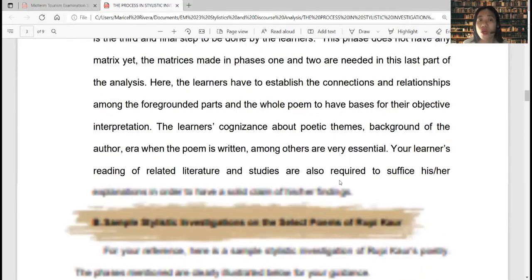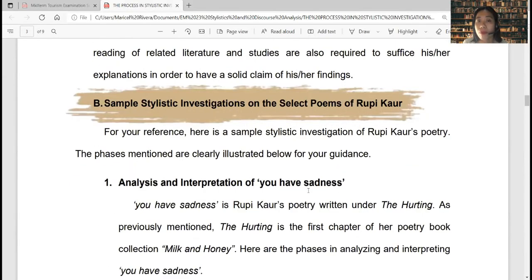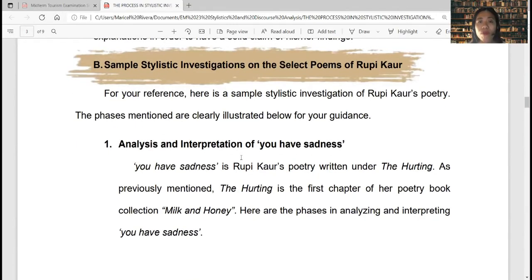So this is what you're going to do for phase 3. And to give you a very specific example, so you won't just imagine how to do it and base it on description, let's take a look at a sample. The sample stylistic investigation here is looking into a select poem of Rupi Kaur. There are many in the previous ones, but since I only cut and would like to show one, here is a sample stylistic investigation of Rupi Kaur's poetry. The phases mentioned are clearly illustrated below for your guidance.